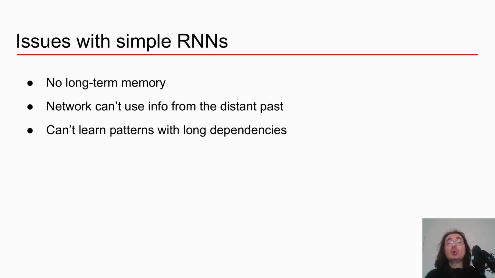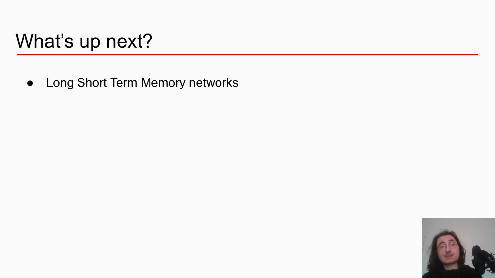So in order to tackle this issue, a number of different types of RNNs have been devised, and a specific one that's very successful is called the long short-term memory network, or LSTM, and this is going to be the focus of my next video.